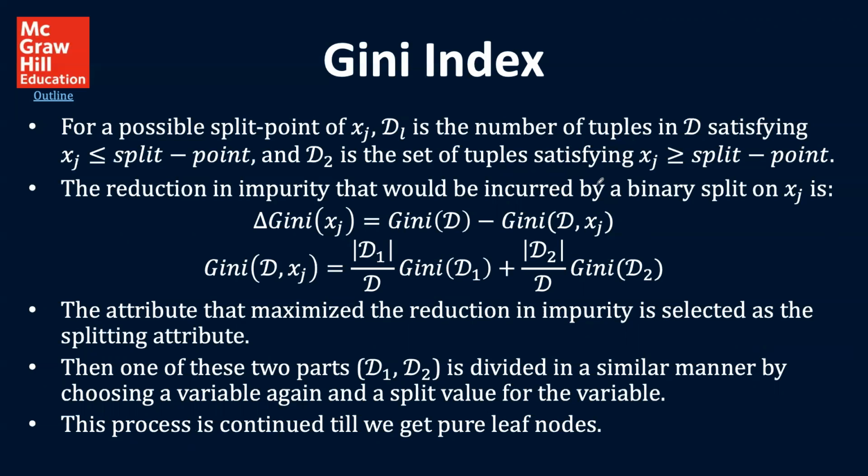The reduction in impurity that would be incurred by a binary split of x_j is given here by the set of equations that we developed. And the attribute that maximizes the reduction in impurity is selected as the splitting attribute. Then one of these two parts, D1, D2, is divided in a similar manner by choosing a variable again and a split value for the variable. This process is continued until we get pure leaf nodes.